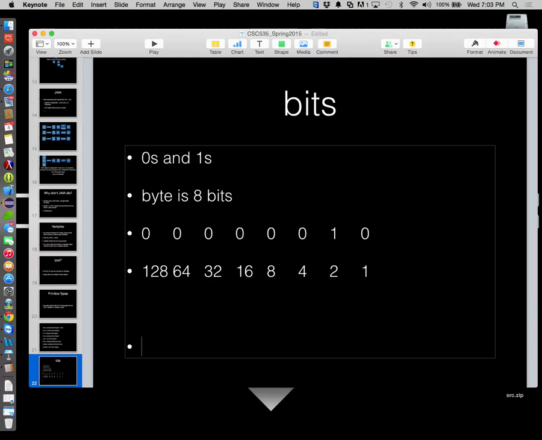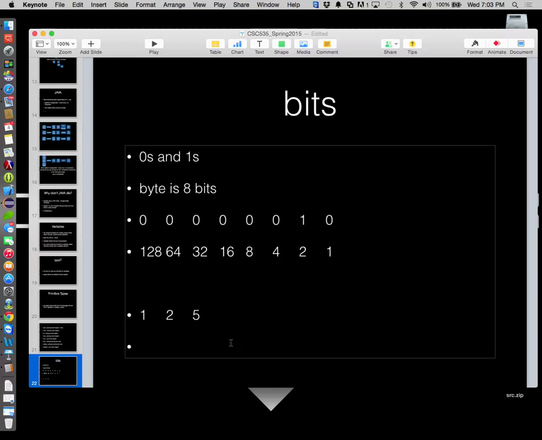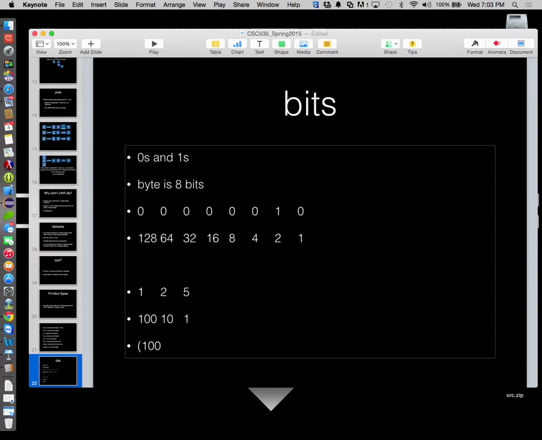If I put the number 125 here, this is the 100s place, this is the tens place, this is the ones place. Another way you can say it is this is the 10 to the 0 power place. This is the 10 to the 1 power place. This is the 10 to the 2 power place. We know this as 125. It's also 100 times 1 plus 10 times 2 plus 1 times 5, or 125.